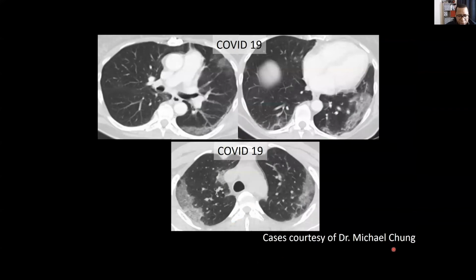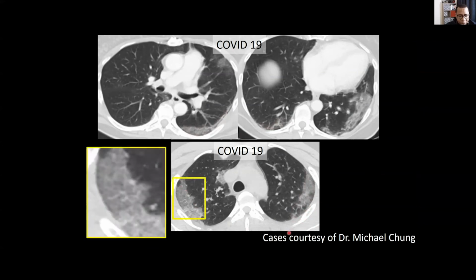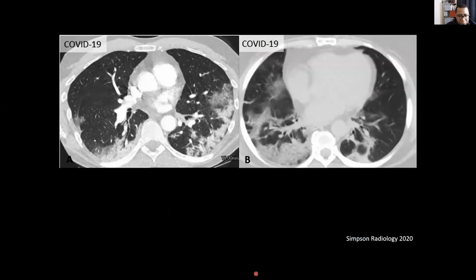These are cases from Michael Chung in New York, showing peripheral ground glass opacities, right? So these are not rounded per se, but they're peripheral ground glass opacities. There are probably some intralobular septal lines associated with it. Again, peripheral consolidative and ground glass opacities, right? So these are more typical features of COVID-19, sort of sparing the more central lungs.